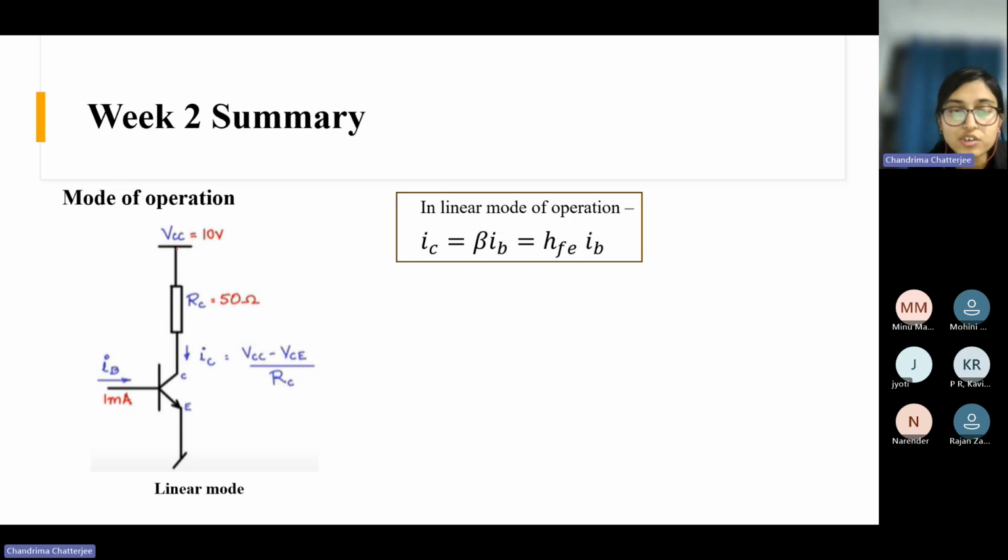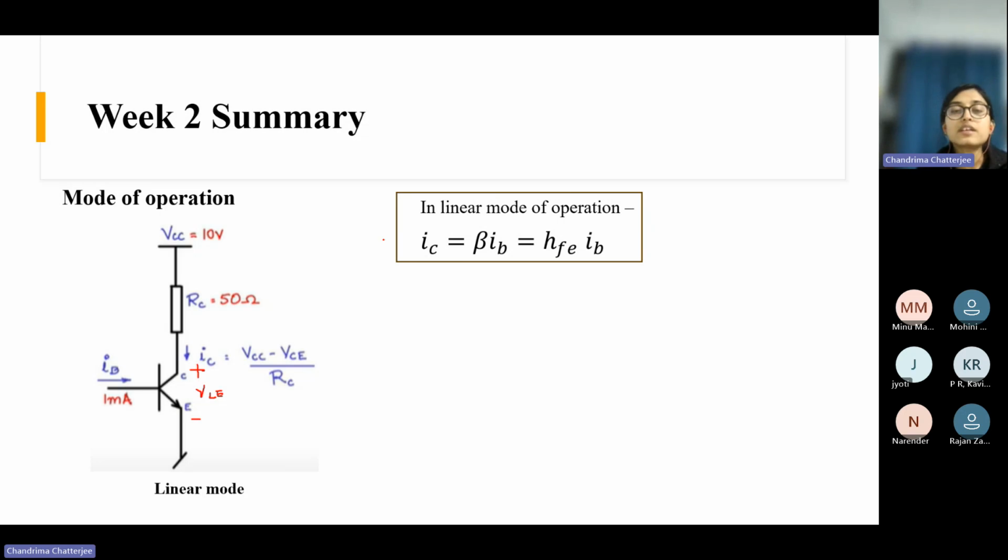VCC, this voltage, minus VCE. VCE is the drop across this BJT. Ideally, there shouldn't be any drop, but actually there will be some drop. So this voltage is VCE. Right. So (VCC minus VCE) divided by RC, this resistance.